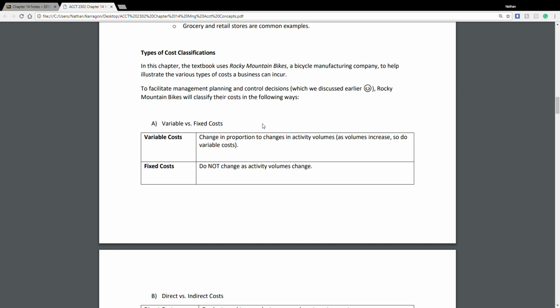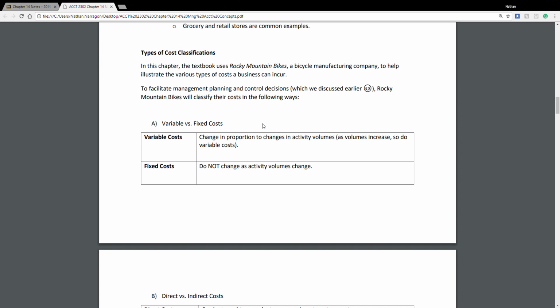Variable costs are costs that change in proportion to changes in activity volume. So if the volume increases, so does the cost. So this is buying steel. I need more steel, so it's going to cost me more to buy more. Well, fixed cost does not change. No matter if I build 100 bikes or I build 2 bikes, my fixed cost is still the same.